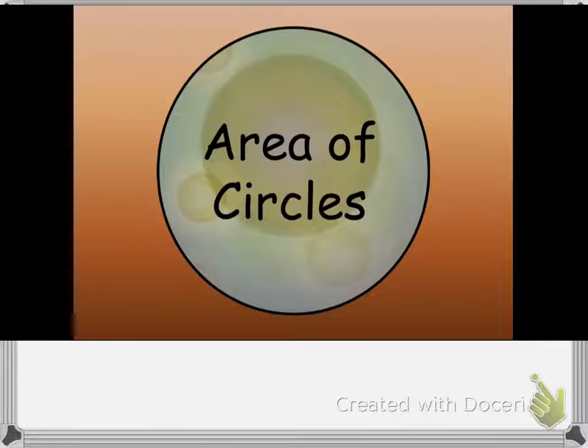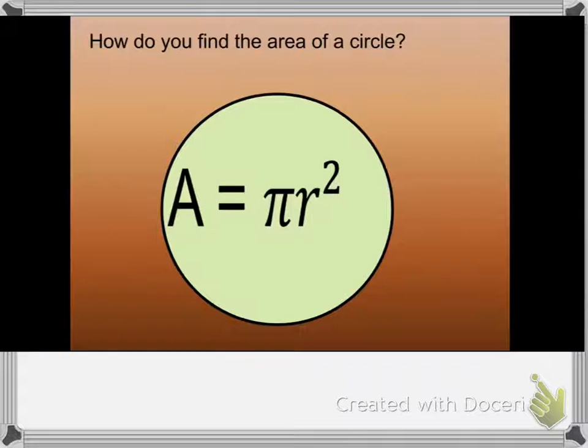So now we're moving into finding the area of a circle. And when we find the area of a circle, we're going to use a particular formula. That formula is pi times r, or radius, squared. So remember, when something is squared, that means we're multiplying that value by itself. So when you see radius squared, that really means r times r.